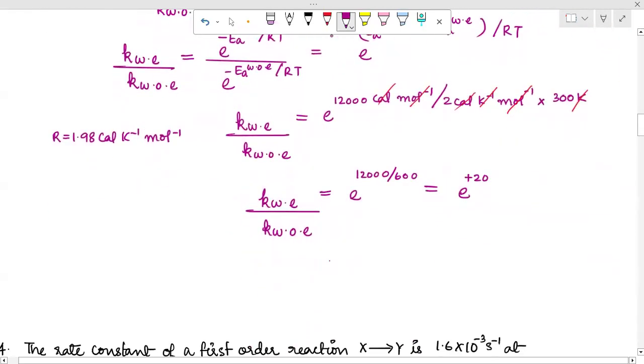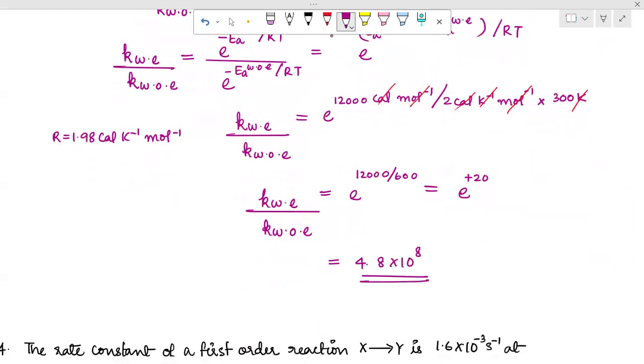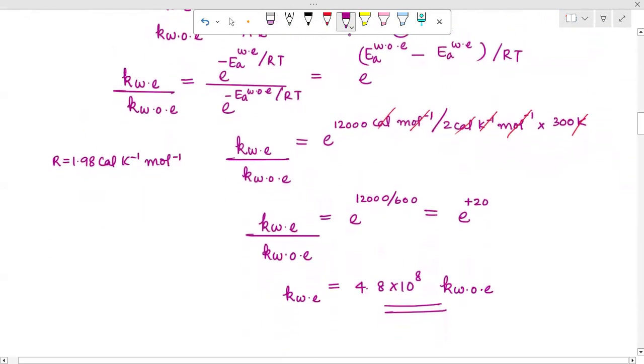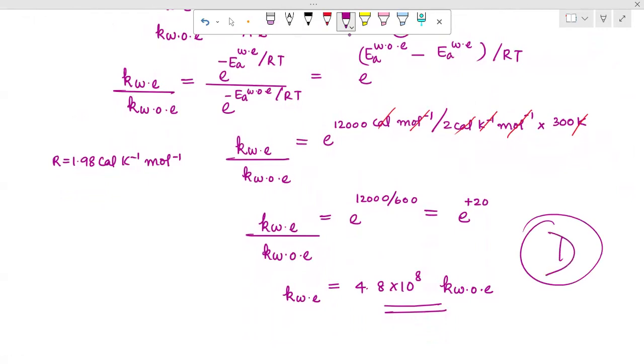So while doing this, the answer that I'm getting is 4.8 into 10 to the power 8. That means my rate constant with enzyme is 4.8 into 10 to the power 8 times the rate constant without my enzyme. Okay, this is what I'm getting. So if you check the options, this is approximately same as D. They have rounded off. So the correct answer is option D. Correct answer is option D. Question asked in 2018.